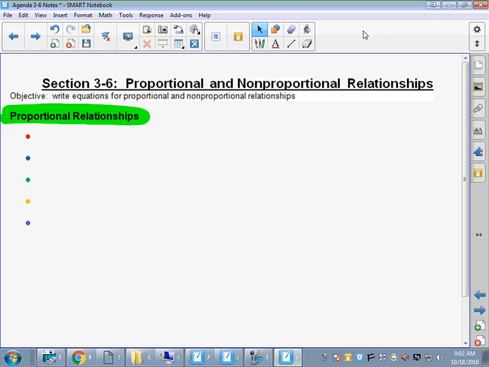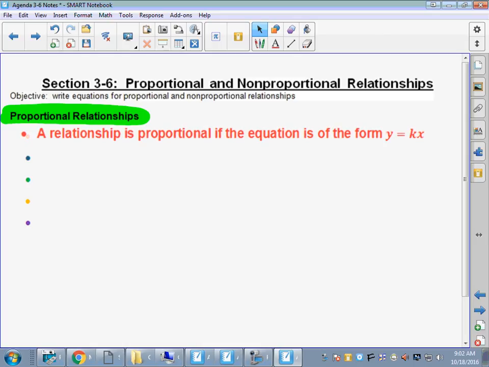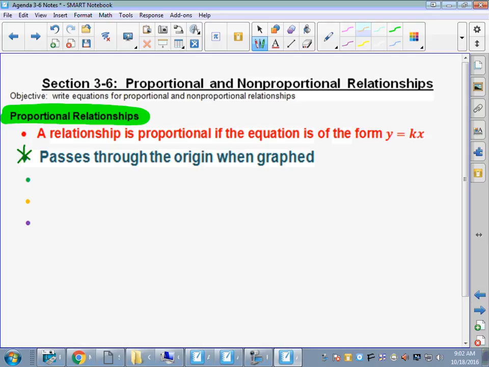Proportional is going to be really easy. It's going to feel like we've already done it because it is very, very similar to our direct variation. The equation is of the form y equals k times x. Remember, k is the value that stands for the constant of variation, or the unit rate, or the slope. So those are all very similar. This is the big star moment right here. It passes through the origin when it's graphed. If it doesn't go through the origin, it's not proportional.